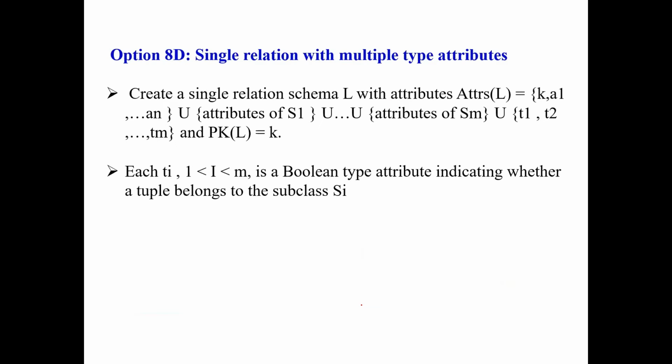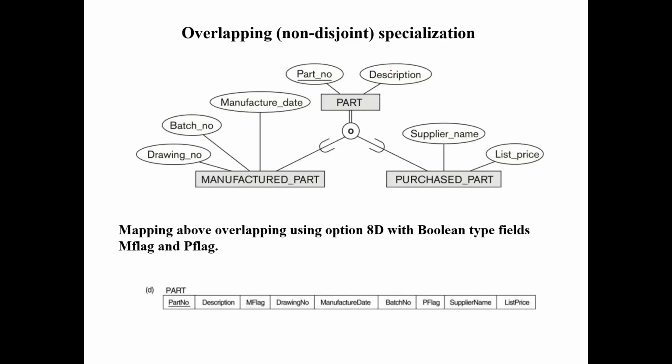Next, option 8D. Option 8D is saying single relation with multiple type attributes. In the previous option 8C, it is single relation but with one type attribute. But here in option 8D, we have to consider multiple type attributes. Generally, option 8D is applicable when the superclass-subclass relationship is overlapping instead of disjoint. Here we are saying overlapping means not disjoint.